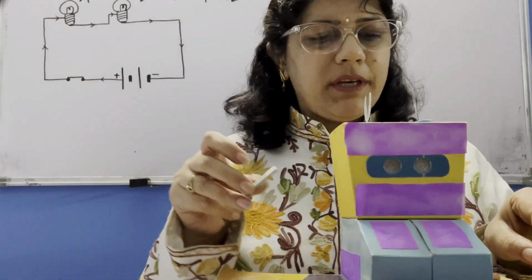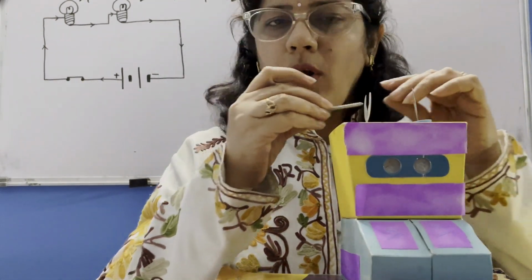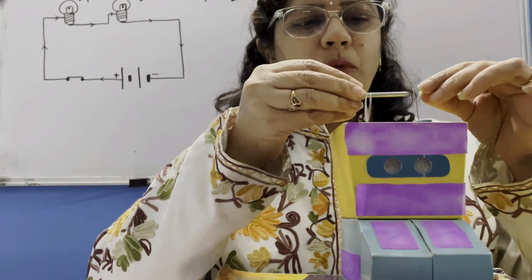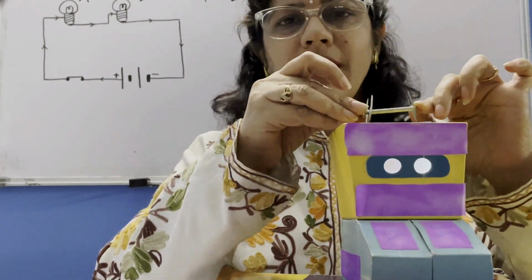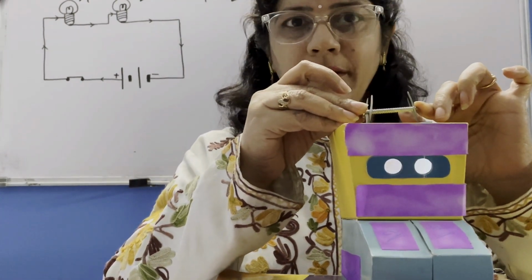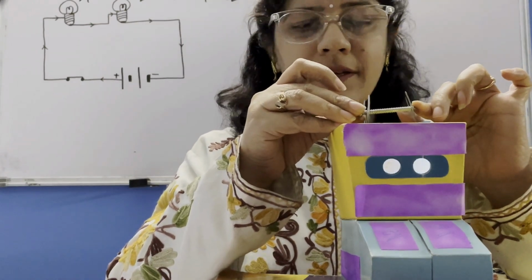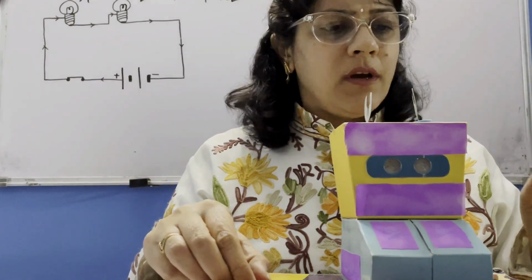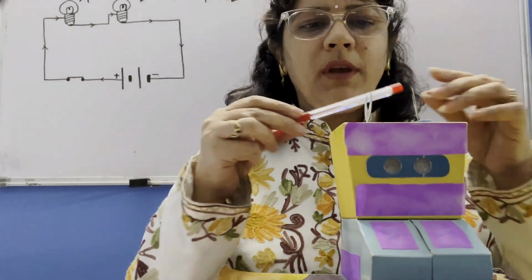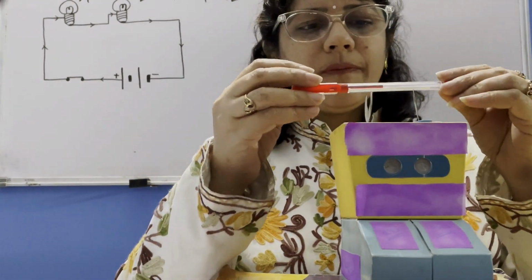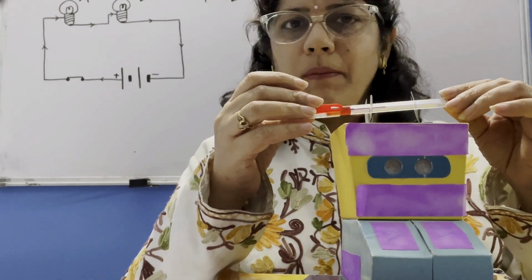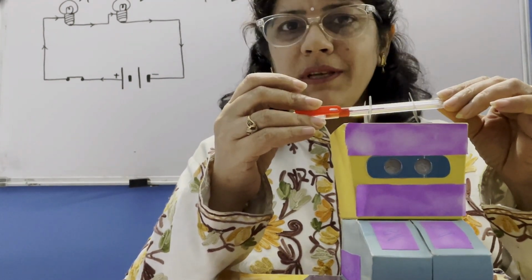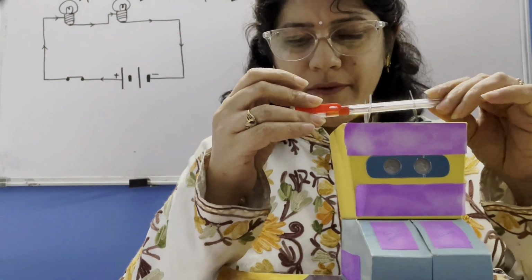Similarly, we can use different materials, iron, steel, all are good conductors. So I am using this bolt. So you can see the bulb is glowing brightly. It means the circuit is completed and current is flowing in the circuit. But instead of iron or steel or aluminium, if we are using plastic, then the bulb will not glow. So it means the circuit does not get completed.